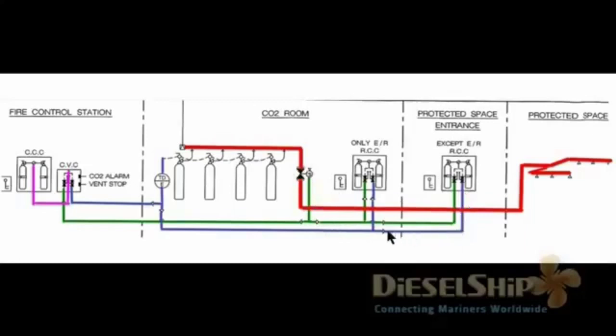And the blue line, it goes through the check valve or a non-return valve, goes to the main through the time delay unit, and of course to the CO2 bottles inside the CO2 room, and thus the CO2 gets released, and through the red line, through the distribution valve, it goes to the engine room and gets released. So this is how the CO2 system is being operated on board a ship.